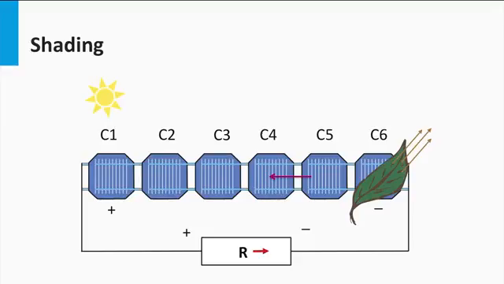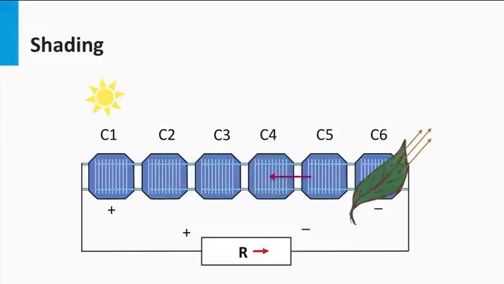The shading can be caused by a simple leaf that has fallen from the tree. This can have significant consequences for the output of the solar module. Let's consider the situation in which one solar cell in the module is for a large part shaded. For simplicity, we assume that all 6 cells, part of this small module, are connected in series.